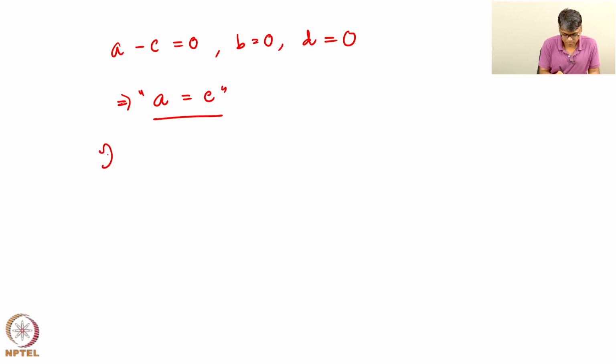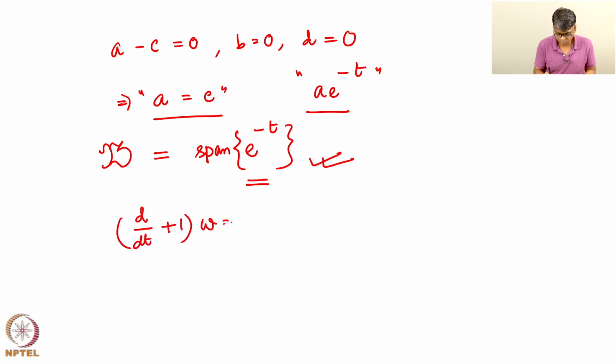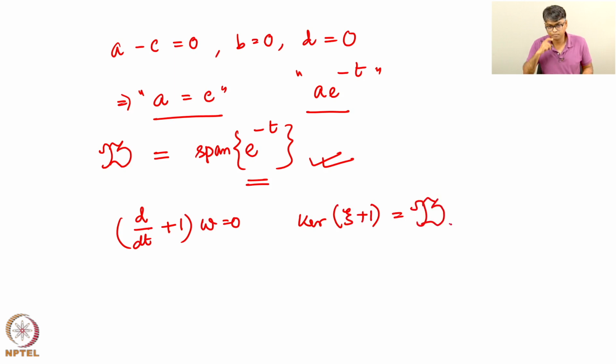So the intersection, that is the behavior B, must then be the span of e to the power minus t, because anything that is in the intersection must be of the form a e to the power minus t. Okay, so this is the intersection. But if this is the span, we already know a differential equation which gives us this behavior. What is that? d/dt plus 1 acting on w equal to 0, that is the kernel of xi plus 1, and in that case it is equal to B.